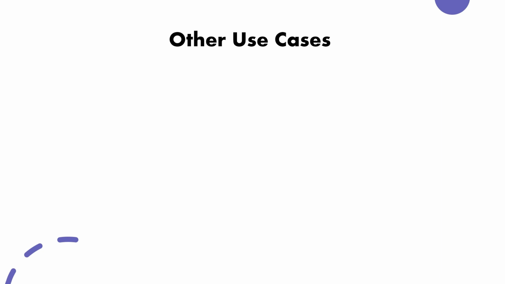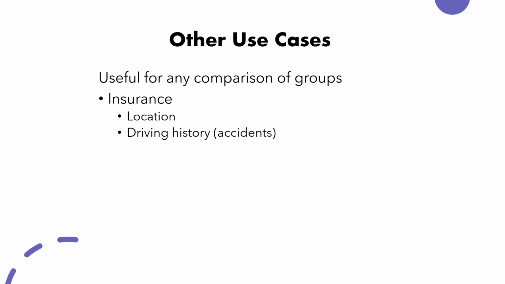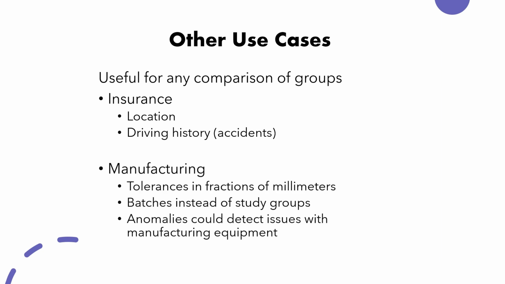Last, let's think of other use cases for a Quarto report. The ability to empower anyone, regardless of their programming or statistics knowledge, to run analysis like this is where the Quarto report shines. Anytime you're making comparisons of groups, this is incredibly beneficial. Some examples I can think of are determining insurance rates, like based on location, and in auto insurance, a customer's driving records. Also manufacturing. Things like machining ball bearings require extreme precision. We could replace sample groups of candidates with batches coming off the assembly line, and when we see anomalies pop up, that warns us there may be an issue with the production machinery.